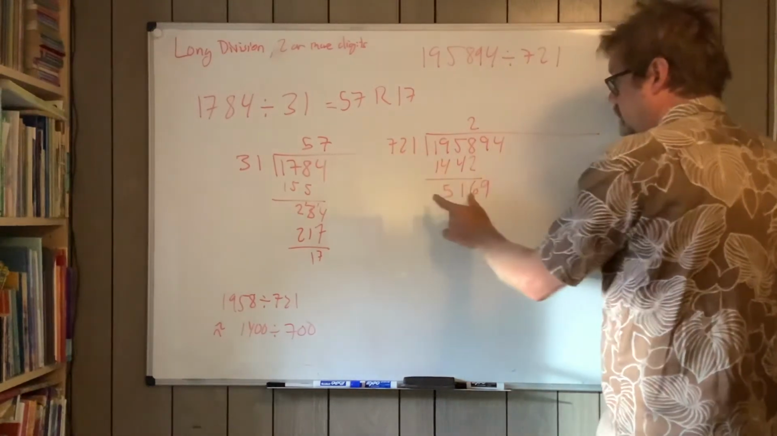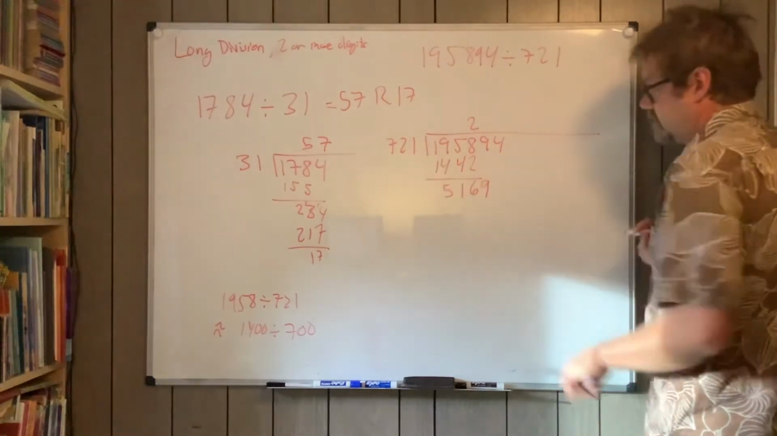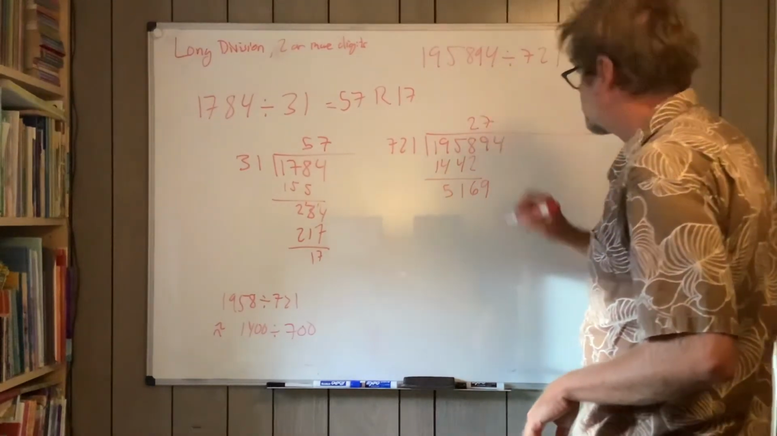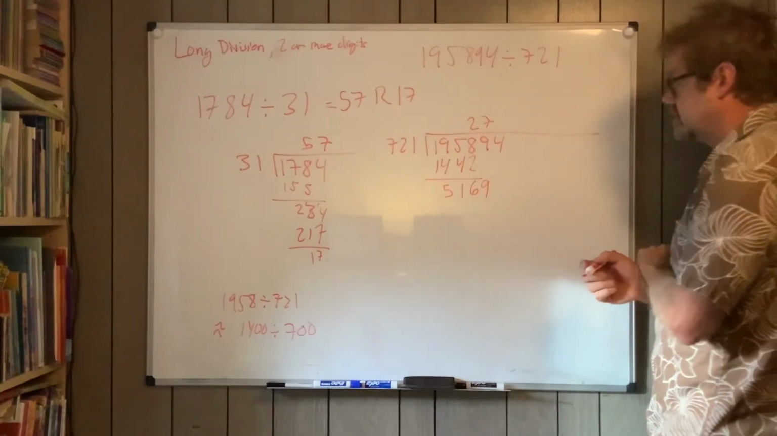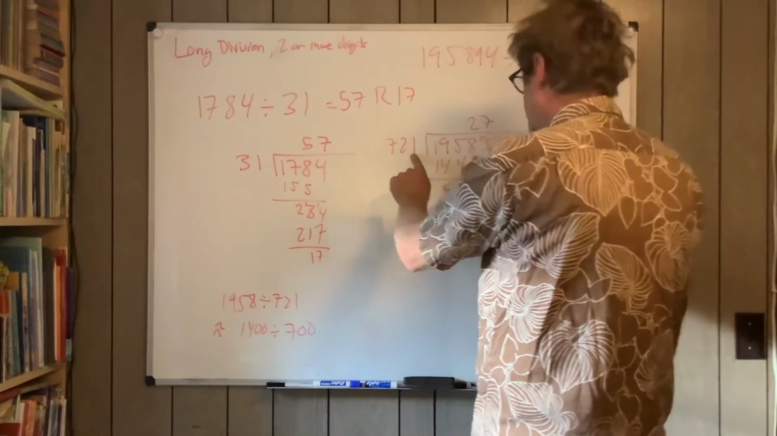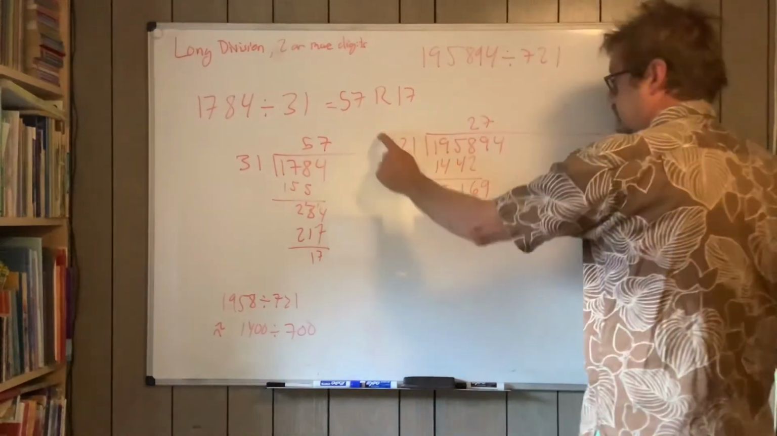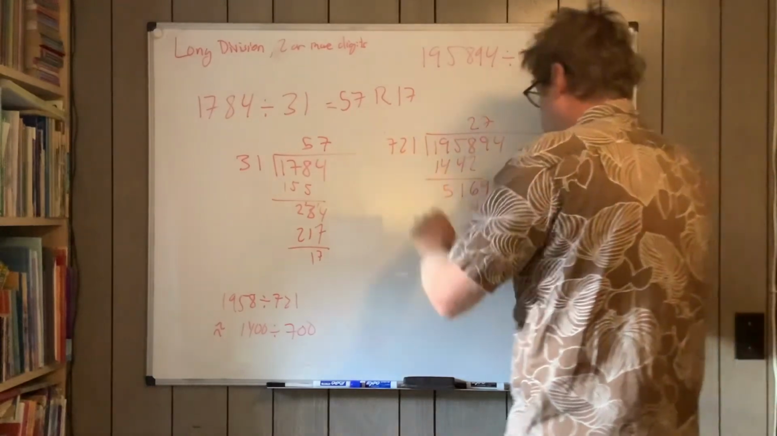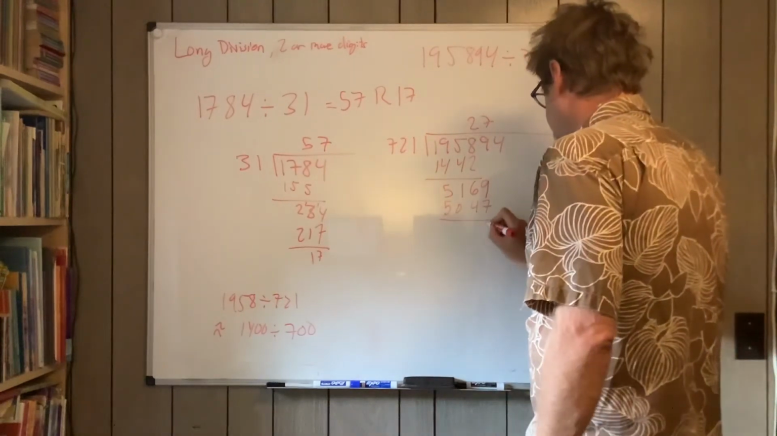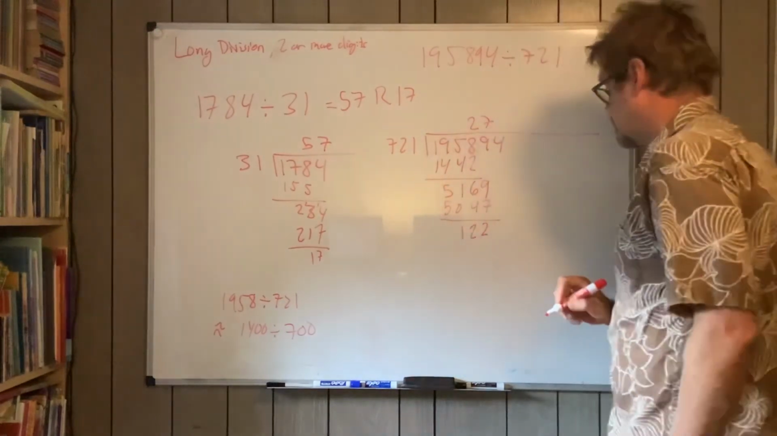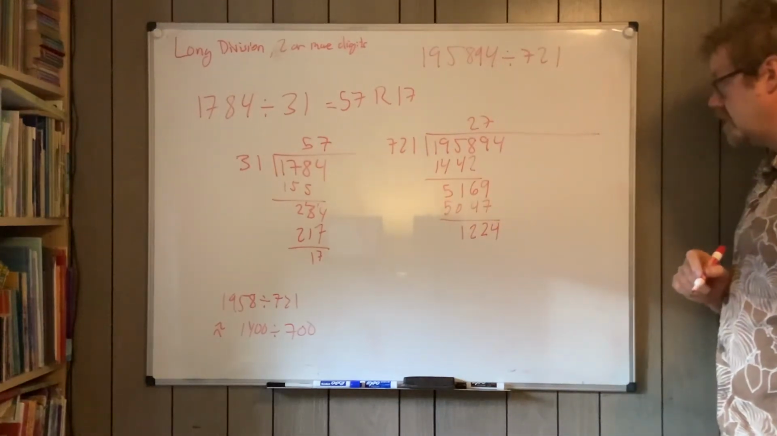And then I'm doing 721 into 5169. I'm thinking 700. Let's try a 7. So 7 times 700 would be 4,900. Let's see what happens with that. So 7 times 1 is 7. 7 times 2 is 14. So I've got an extra 1 bundled there. 7 times 7 is 49. Plus 1 is 50. And I'm going to erase that. 2, 2, 1. And then bring the 4 down.